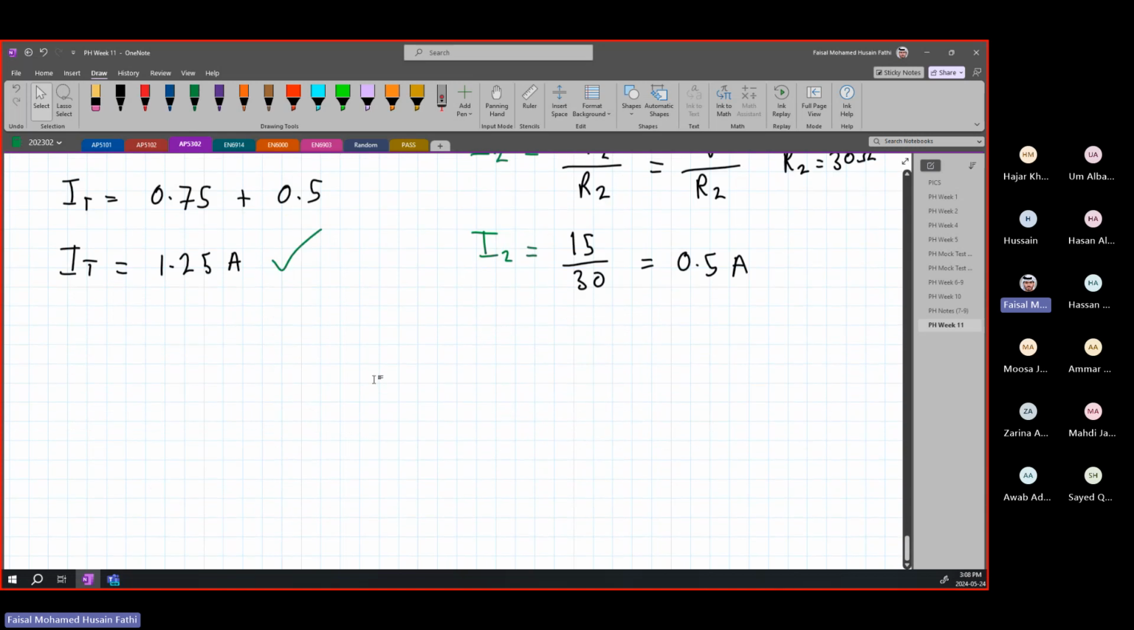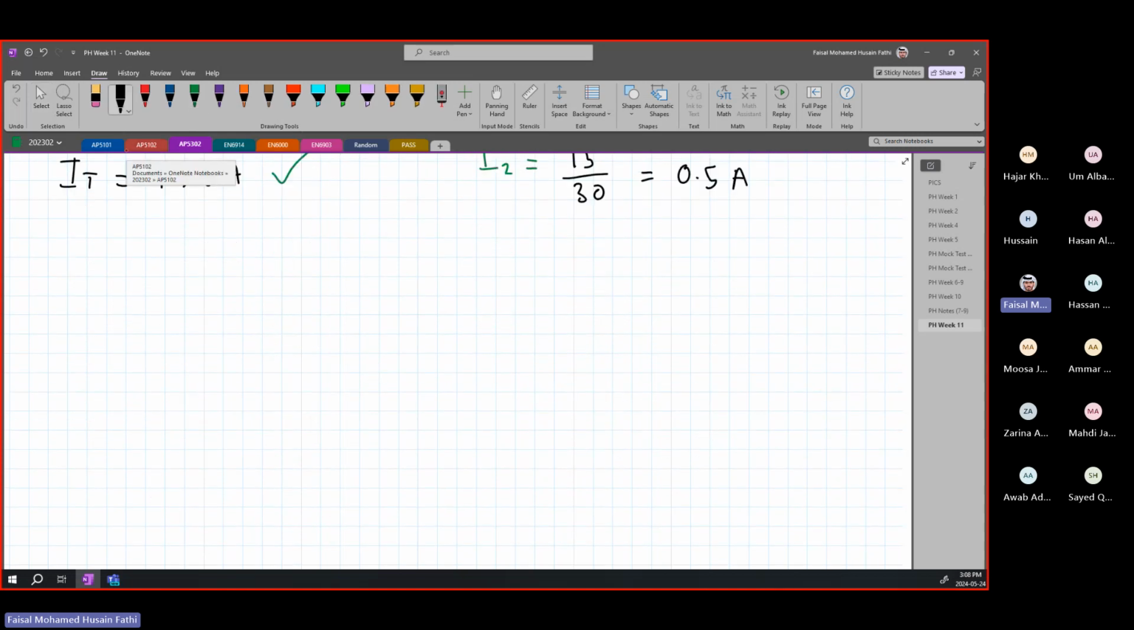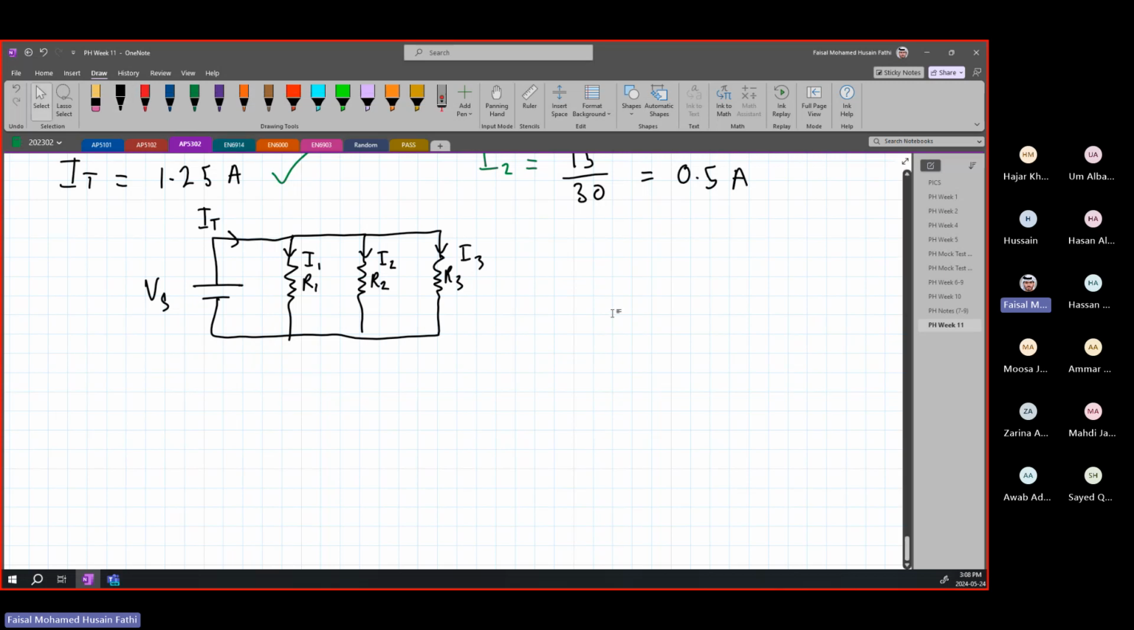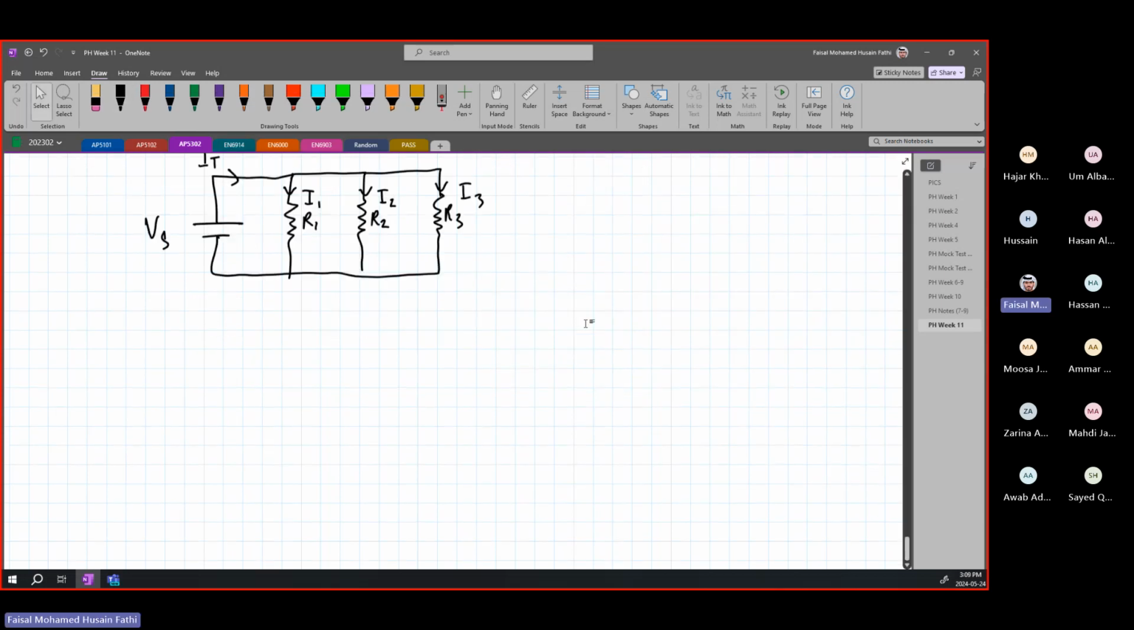Again, if we do have a parallel circuit where we have more than two parallel connections, something like this, let's say this is R1, R2, and R3. This is V total or V source. You're going to have a current here that is your I total. Then you're going to have a current here I1, a current here I2, and a current here I3. You're going to have a current for each and every one of these.